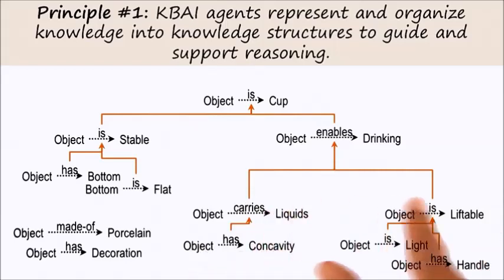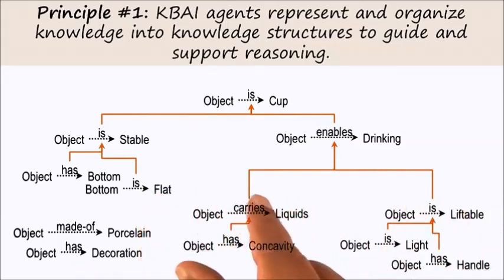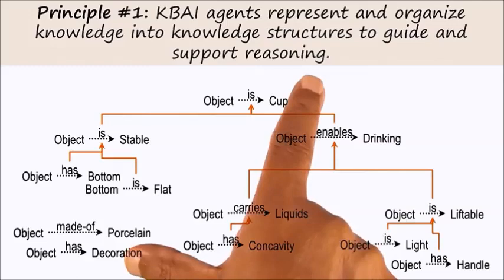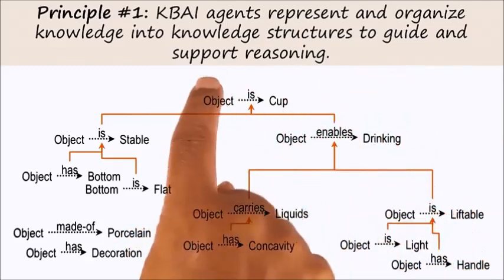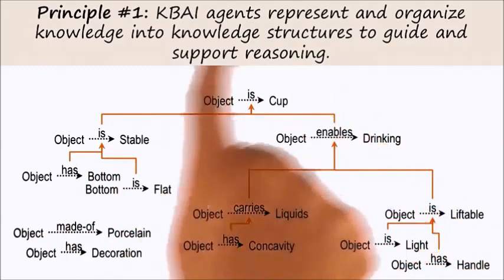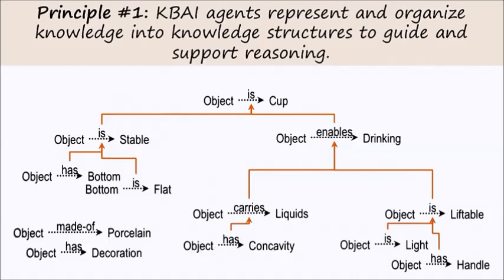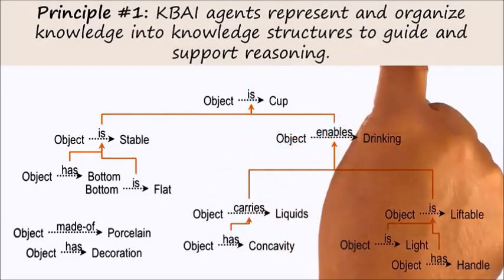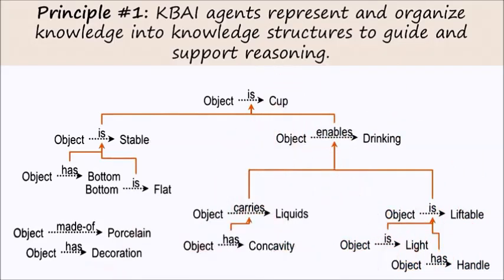The smallest knowledge structures came out of precedents or examples we had already known. And then we composed the knowledge of these various knowledge structures into a complex explanation to do our reasoning, to guide and support the reasoning. We have seen this principle in action in several other places in this course. This is one of the fundamental principles: represent, organize, reason.